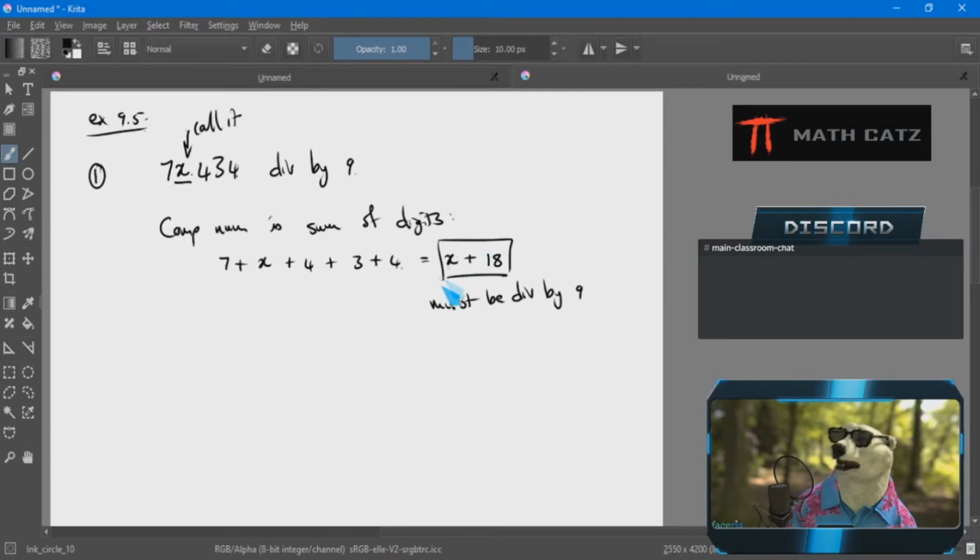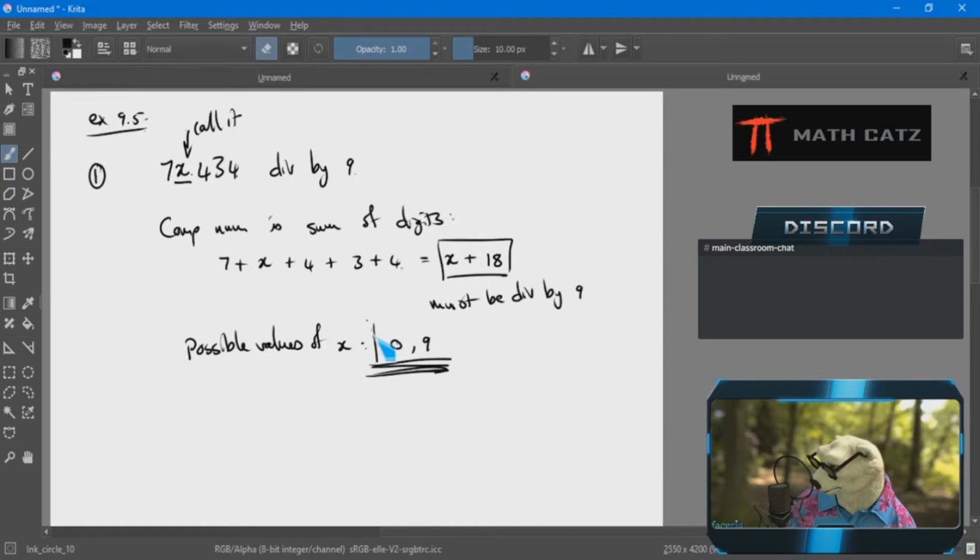So now I have much fewer options for x. So my possible values of x are 0, because then the comparison number would be 18, which is good with 9. But I can also use a 9, getting me up to 27, which is also divisible by 9, and that is it. What's this line doing here?